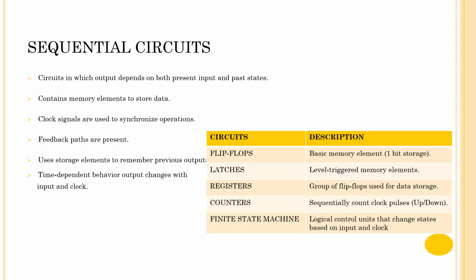Let's look at the fundamental components that make sequential circuits work. First, flip-flops, the basic memory element that stores one bit of data. Common types of flip-flops include SR flip-flop, JK flip-flop, D flip-flop, and T flip-flop, each with unique input behavior. And latches, these are level-triggered memory elements that change state when the clock or enable signal is active. Registers, groups of flip-flops used together to store multi-bit data such as bytes or words.